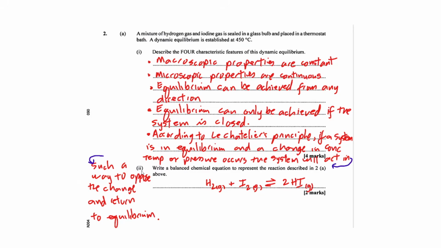2a Part 2. Write a balanced chemical equation to represent the reaction described in 2 Part A above. Here we have hydrogen gas plus iodine gas with your reversible arrow to produce 2 hydrogen iodide. And this is your equation for 2 marks. Put in your state symbols and ensure that you have your reversible arrow.